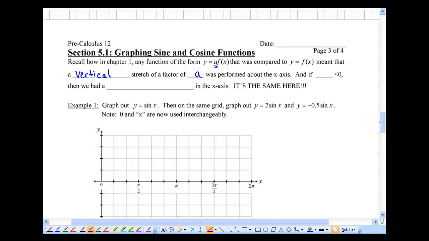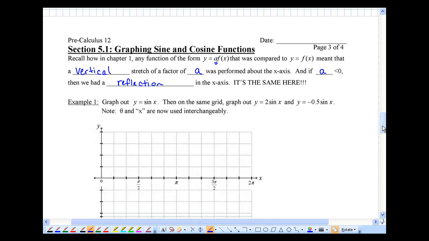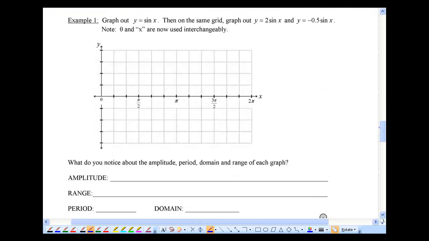And what happens if a was less than 0? Well, of course, we had a reflection in the x-axis. Well, this all stays the same when we're talking about sine and cosine functions. So I'd like us to graph out sine x, 2 sine x, and negative 0.5 sine x on these grids. And then we'll also talk about the amplitude of each, the period, the range, the domain. Okay? All right. I'm going to ask you to graph them out.